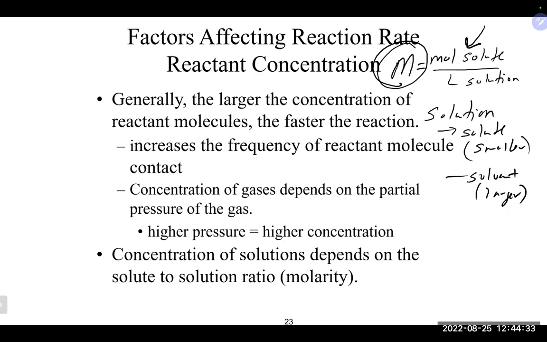Concentration of gases depends on partial pressures. At higher pressures, we also have a higher concentration. Pressure and volume are also related to each other. What happens when you have high pressure? What type of volume do you have when you have gases? You have a small volume, right? They're inversely proportional to each other. One goes up, one goes down.